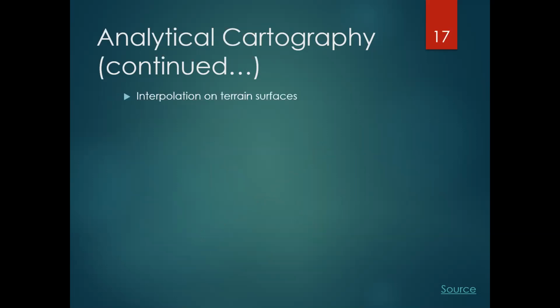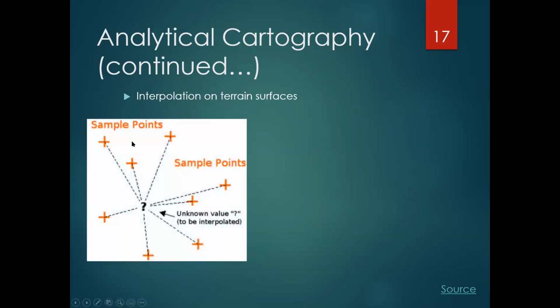Okay, so the next application is called interpolation on terrain surfaces. Interpolation means using known data to predict unknown data, right? For example, we have sample points. They are represented by orange crosses. But how about this specific location with a question mark? It was not measured, but I want to know the value for it. So you need to use known points to predict it.